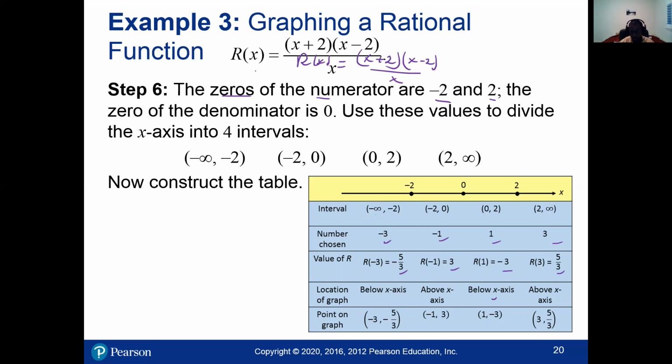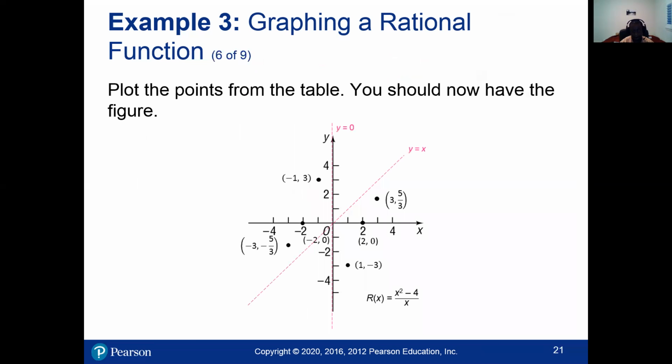So we're going to put all this together. First, we have the vertical asymptote, which is the line x equal to 0. It's a line x equal to 0, not y equal to 0. It has an oblique asymptote, which is the line y is equal to x. Now, the x-intercepts are negative 2 and then positive 2.